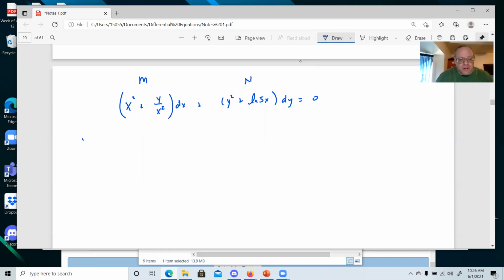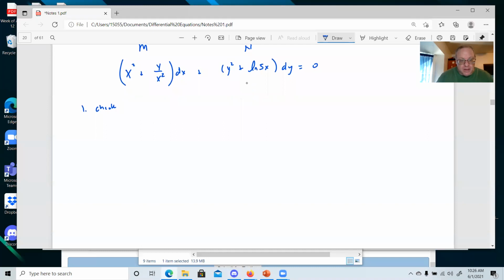The first step is to check to make sure: are these exact? We're going to take dm/dy, the derivative with respect to y. It looks like we get 0, and then we have 1 over x squared times y. Taking the derivative with respect to y, we have 1 over x squared. And with n, well, dn/dx.